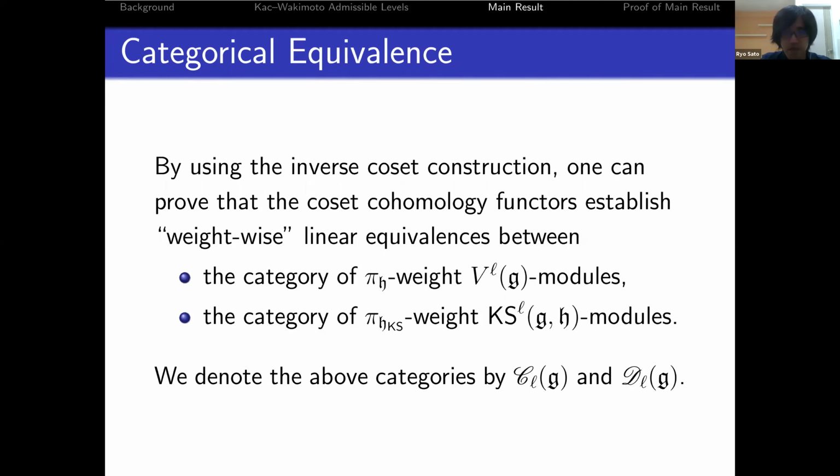Okay, so this kind of construction is very standard, but we need the inverse construction for the Heisenberg coset for the precise proof of the equivalence. So the inverse construction plays a very important role in the proof of this equivalence. Then we denote the former category, I mean the affine side, by C_L^G, and the latter, the Kazama-Suzuki side, by D_L^G. Okay, so we have two categories of weight modules.